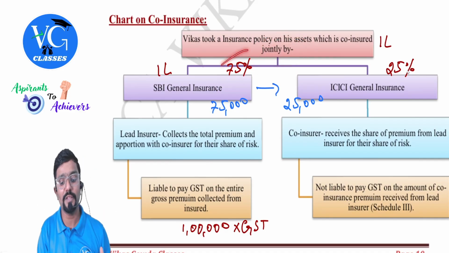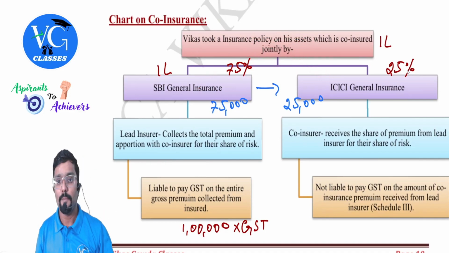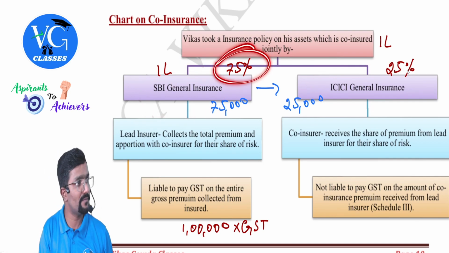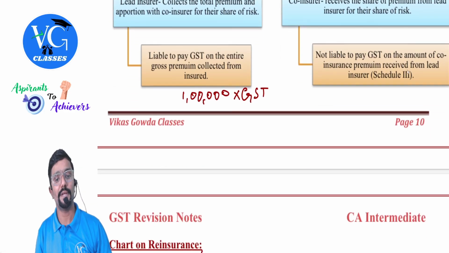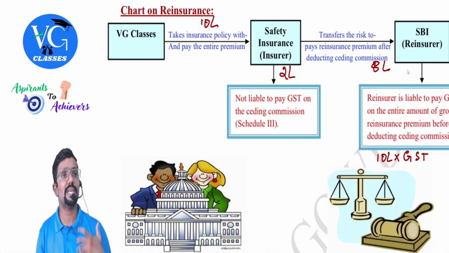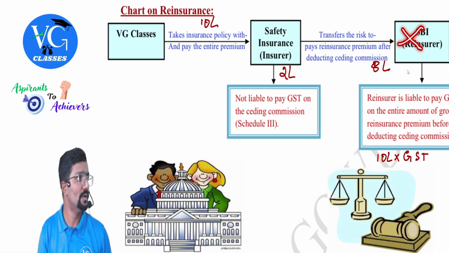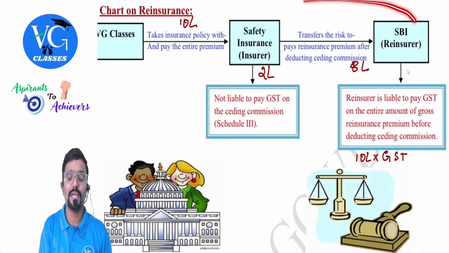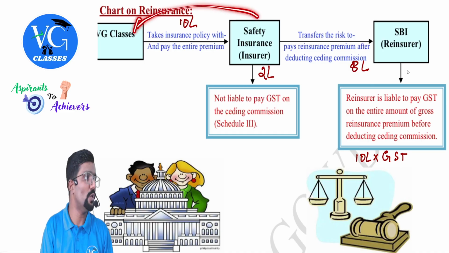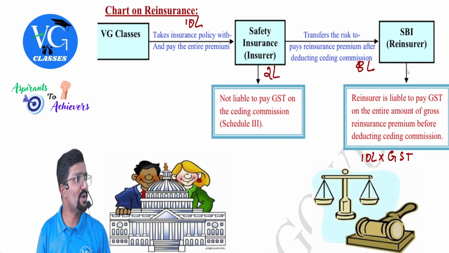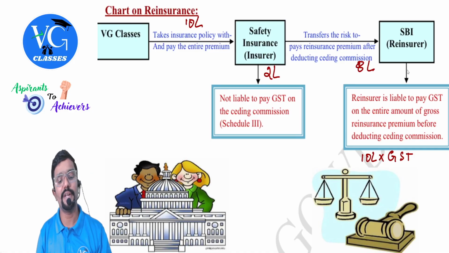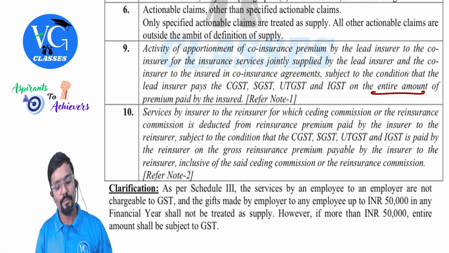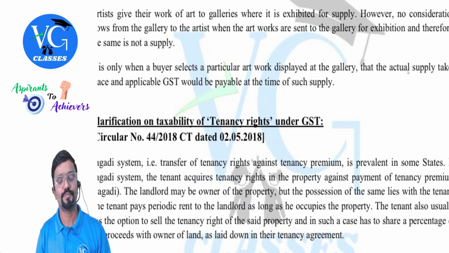Yes. Do I have contact with both the people? Yes. Now, if anything goes wrong, can I demand money from both the people? Yes. 75% from him, 25% from him. But here, if anything goes wrong, VG classes has to question whom? Can they question SBI? No. They can question only Safety Insurance. So what Safety Insurance will do is, they will collect it from SBI and then give it to VG classes. Hope you guys understood. Now let us go and read the provision. For the 10th point, guys, I have given a note. Let us read that note first. Below note 1, I have given note 2.